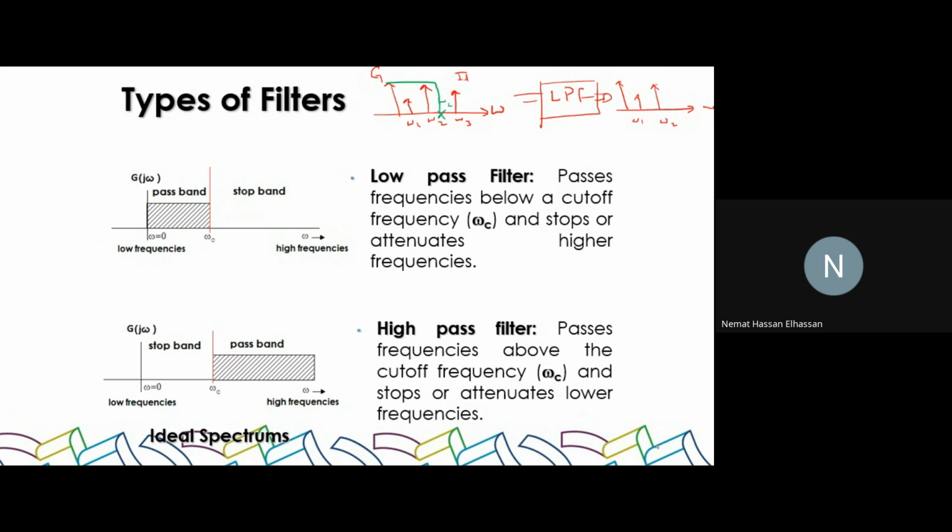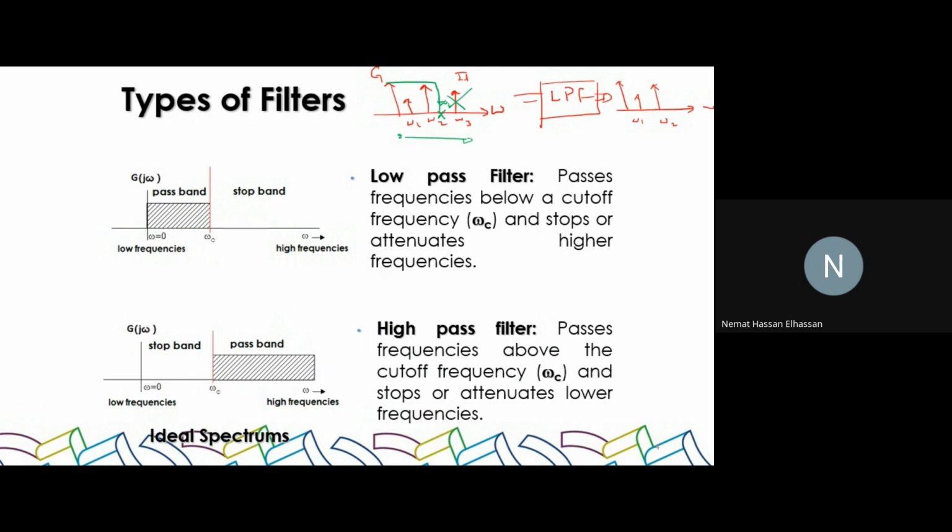Omega 3, is it higher or lower than omega C, the cutoff frequency? Higher, right? Not lower, higher. So this is our axis. We're starting from 0 onwards. This is greater than omega C, which means it's outside the window and will be blocked. So you will only see the signals omega 1 and omega 2 at the output of the filter.